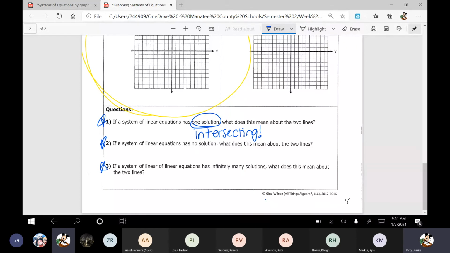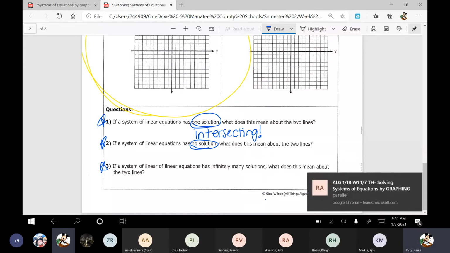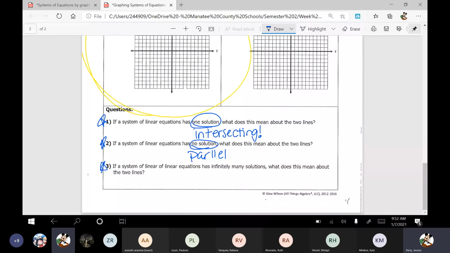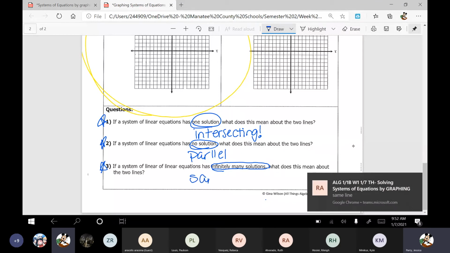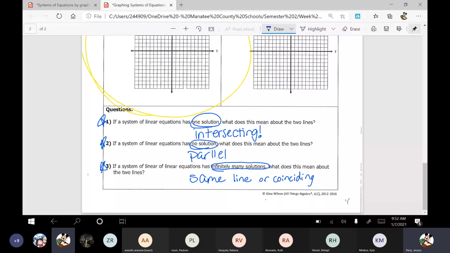Okay, awesome. Our next question. If a system of linear equations has no solution, what does this mean about the 2 lines? No solution. Are they intersecting, parallel, or same line? Awesome. Good job. They are parallel. And our last one, if a system of linear equations has infinitely many solutions, what does this mean about the 2 lines? Are they intersecting, parallel, or same line? It's same line, or you can write coinciding. I just like to write same line because that's a more common phrase that we would use.